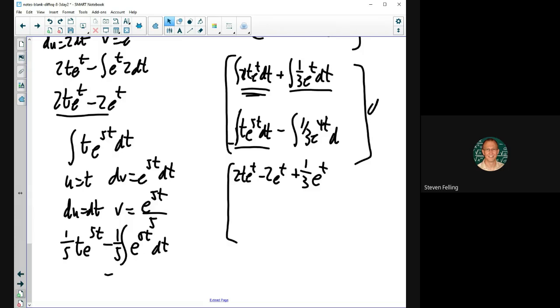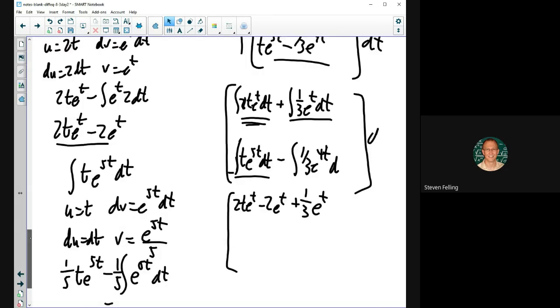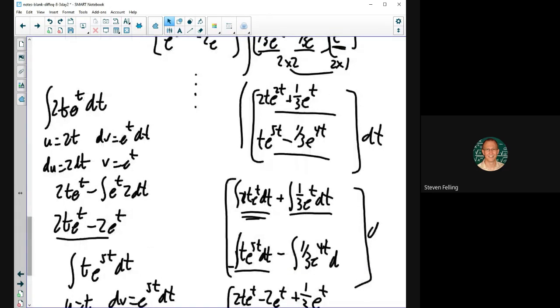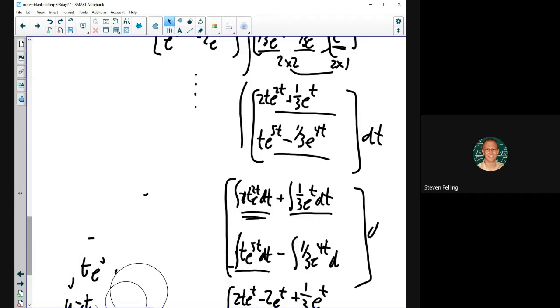Is that right? Oh, I think I see what happened here. I made a mistake in this version. So I should have copied a 2 here. That was the problem. There's a 2. Let me go back and fix this. I want to make this right. Sorry about that. So yeah, I forgot to copy this 2 right here. But there is a 2 there.